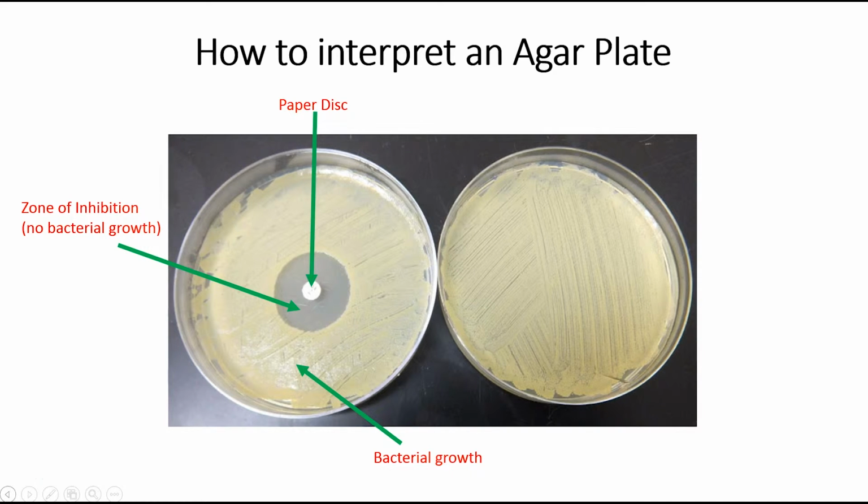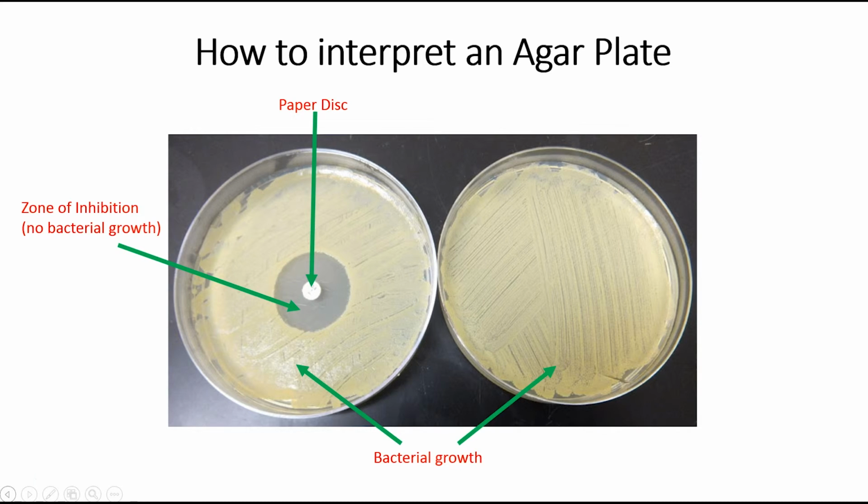That's bacteria. So we can see on the first agar plate that it's completely surrounding the paper disc, with the exception of the zone of inhibition. And on the second plate, where we've got no paper disc, we can see that the bacteria have grown completely over the whole agar plate.